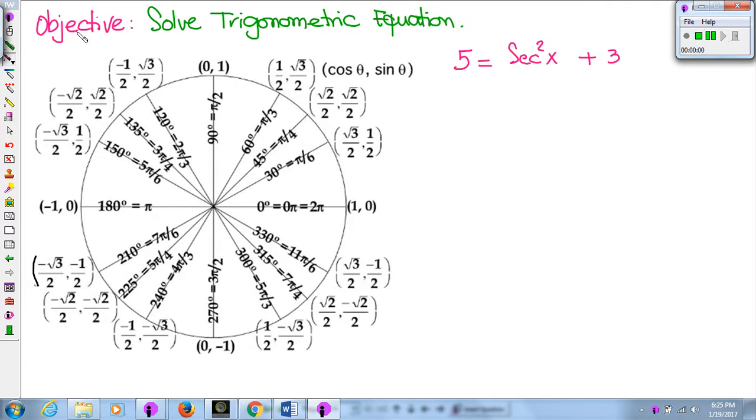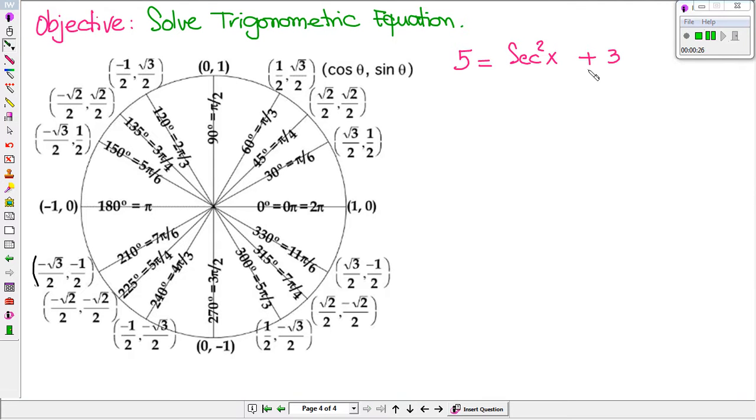So we have to subtract 3 from the right side of the equation, and then from the left side of the equation. Simplify, so we are left with 2 equals secant squared of x. Now we want to cancel the exponent. We don't want to see the exponent, so we want to take the square root of both sides.